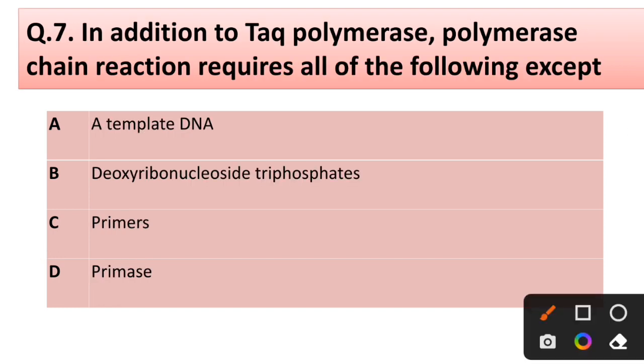Question number 7. In addition to Taq polymerase, polymerase chain reaction requires all the following except: template DNA, deoxyribonucleoside triphosphate, primer, primase. Correct answer is option D. Primase is not required in polymerase chain reaction.